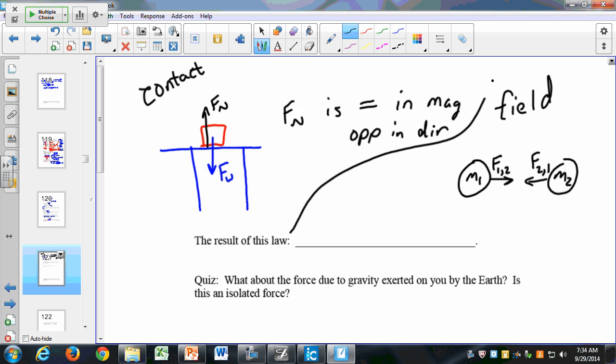And the result of this law, I don't know if you think about it, it's kind of fascinating, is that no isolated force exists. Anytime you have one force, you have another force that's equal and opposite in magnitude. So you cannot have a single isolated force.